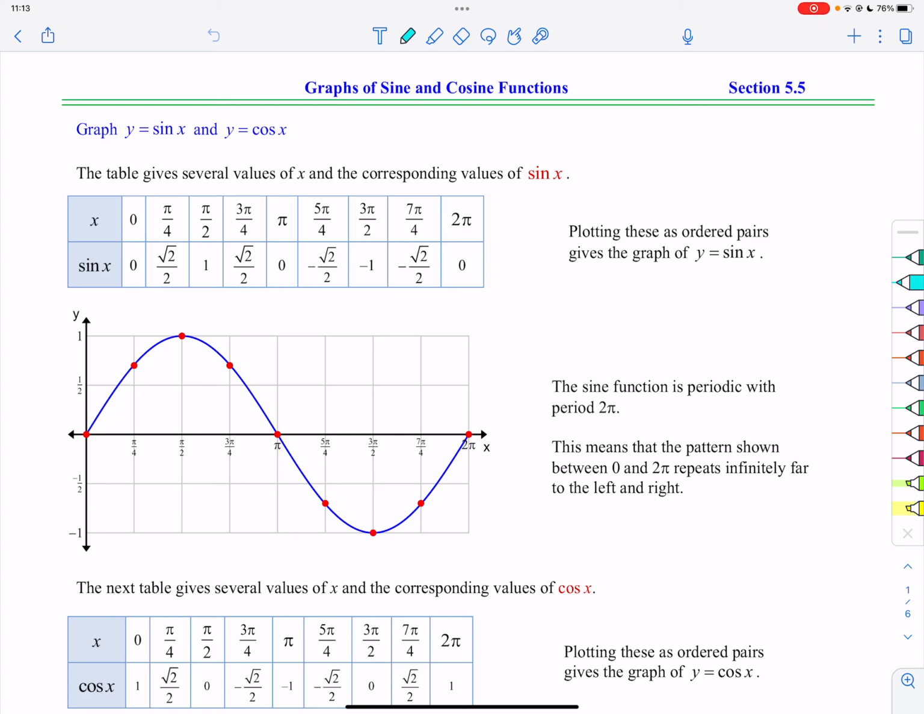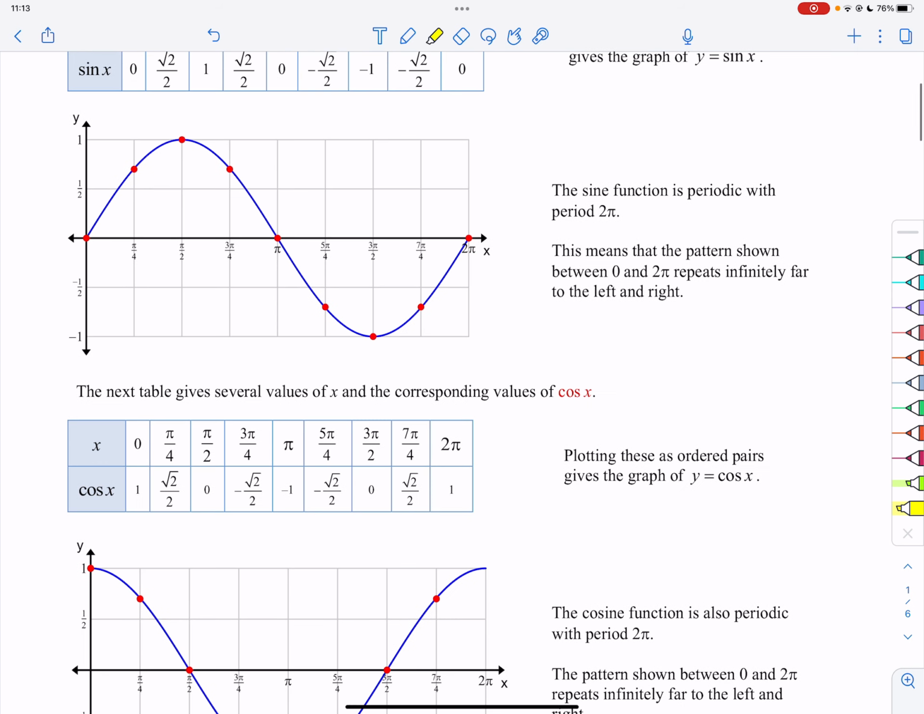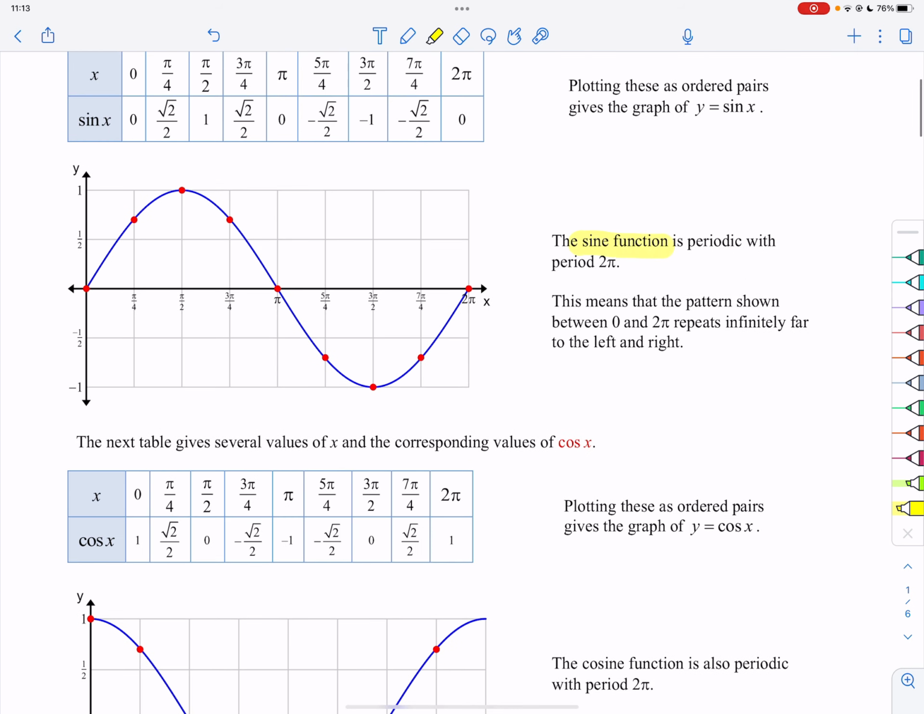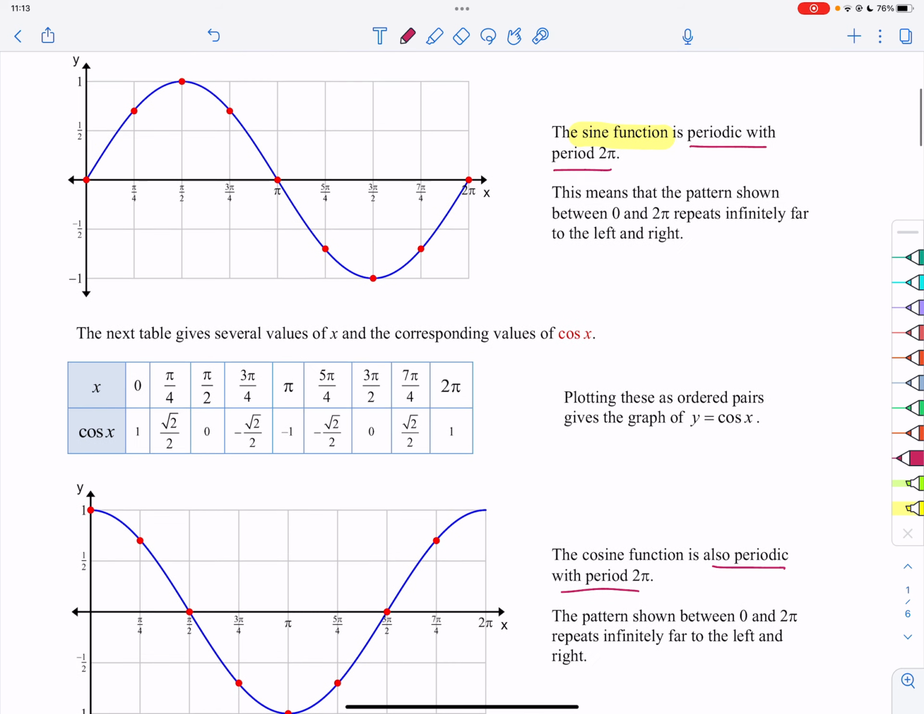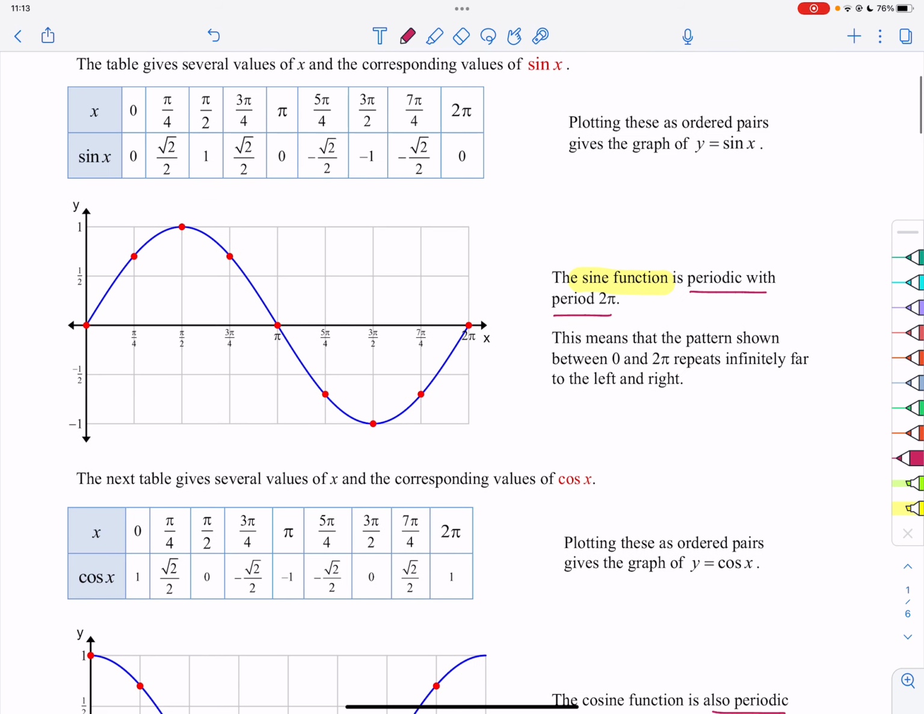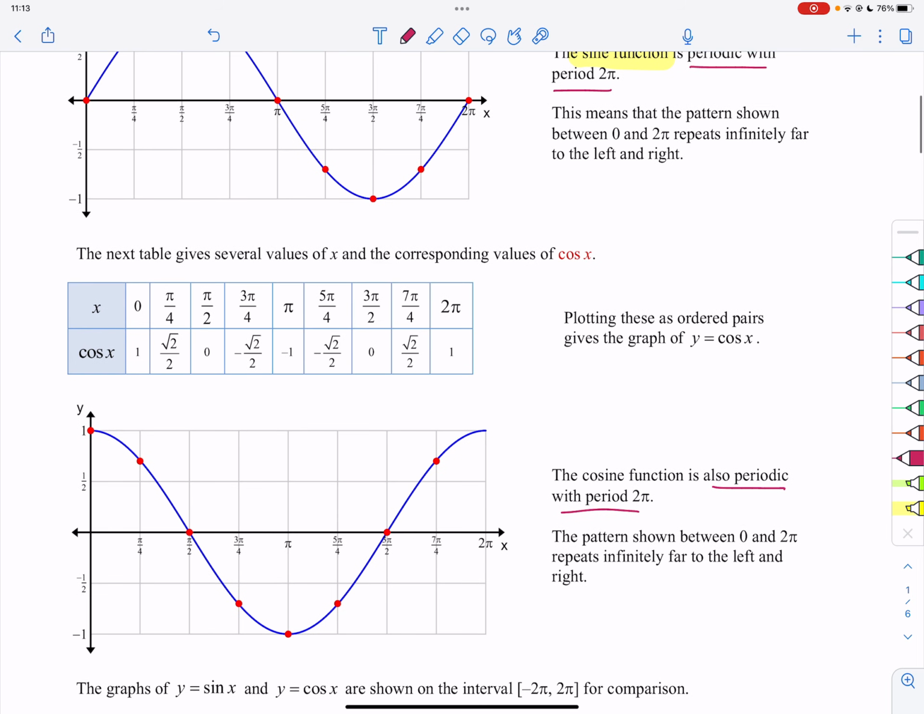This is section 5.5, graphs of sine and cosine functions. Here we're going to graph y equals the sine of x and y equals the cosine of x. So we're going to begin with the sine function, and as we talked about, it is periodic with 2 pi, and the cosine is also periodic with 2 pi, okay? So what do you notice the difference between the sine and the cosine?